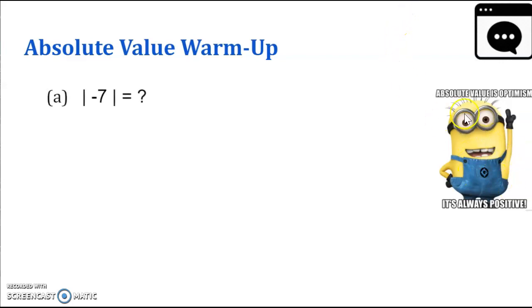Remember, think about this minion. Okay, absolute value is optimism because it's always positive. That means whatever the number is, it always just gives the positive version of that number. So to begin, what is the absolute value of -7? Whether what's inside is positive or negative, it's always going to give a positive version of that number. That is going to be +7.